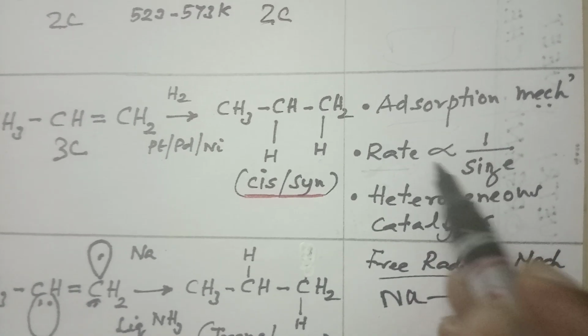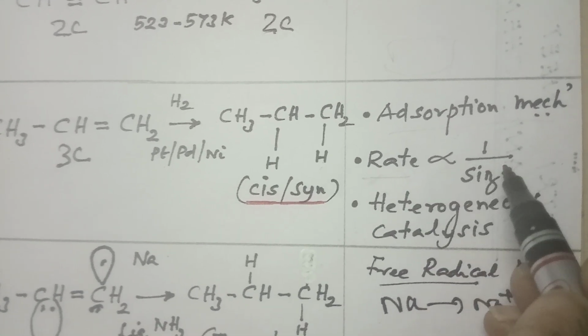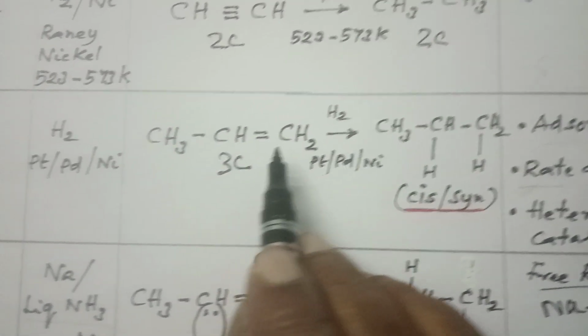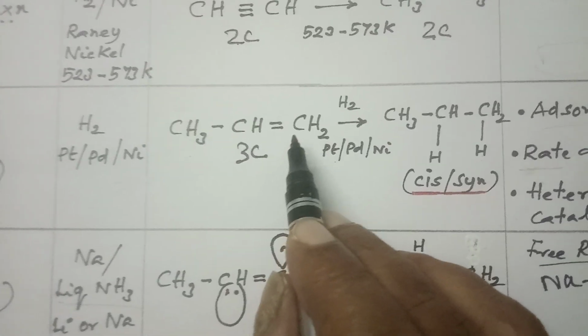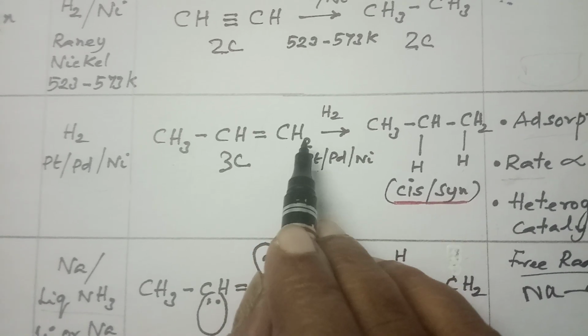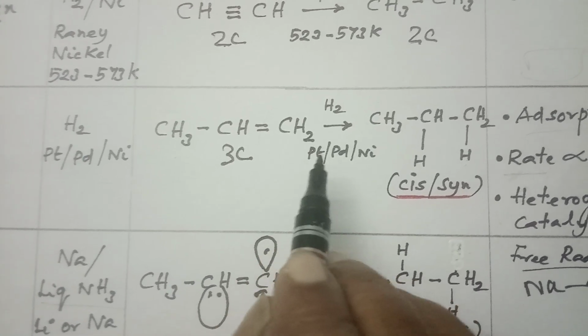Now we come to the next important point: this reaction rate is inversely proportional to the size. This is the point. How will they ask me? In the given alkene or alkyne, instead of hydrogen, as the R number increases, the rate decreases. By that it can be evaluated.